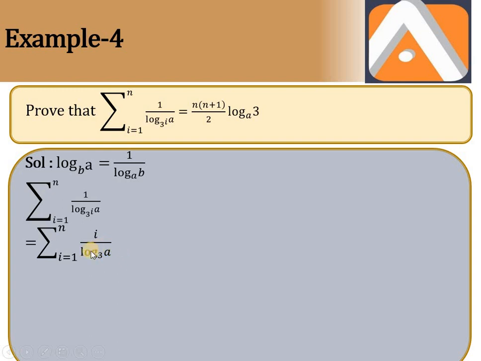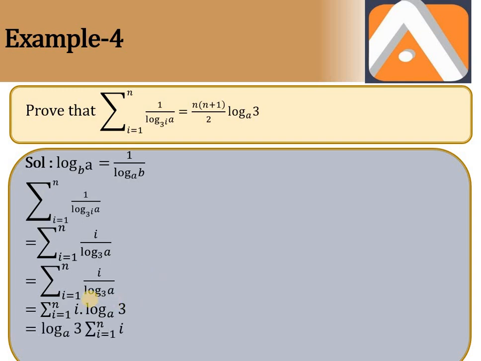Now this is a constant, there is no dependency on I in this term. So you can bring it outside, or you can take it into the numerator. The same term I have written. See, I brought this term into the numerator, so 3 and a will get interchanged. Now this is entirely constant, so I am bringing it outside. So what happens? Summation I, that is 1 plus 2 plus 3 up to n natural numbers, that value will become n into n plus 1 upon 2 into log 3 to the base a, as it is. Next question.